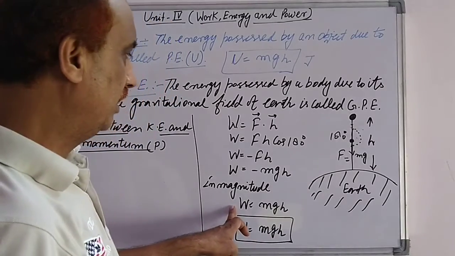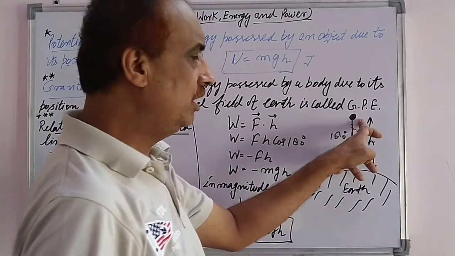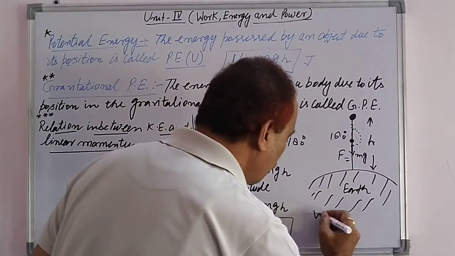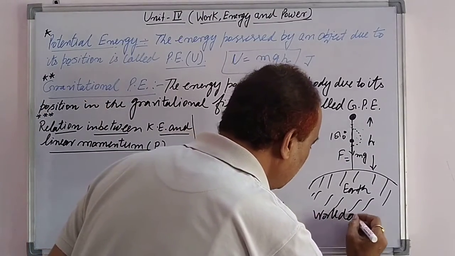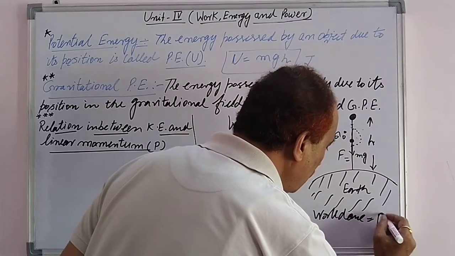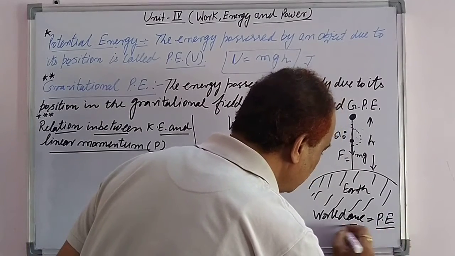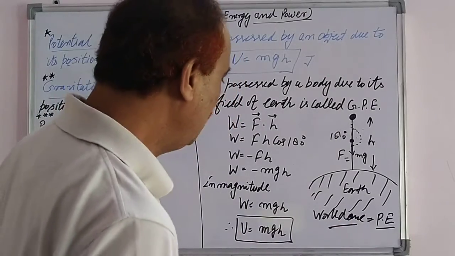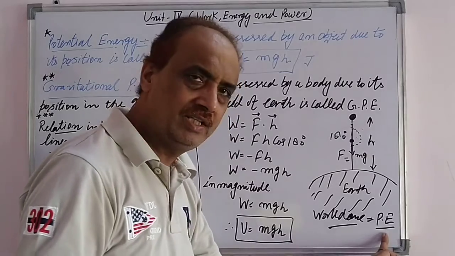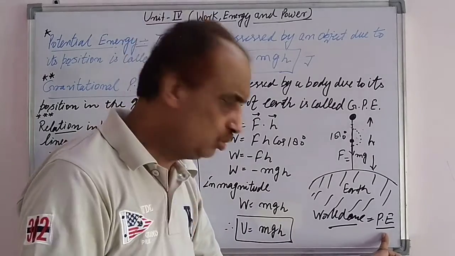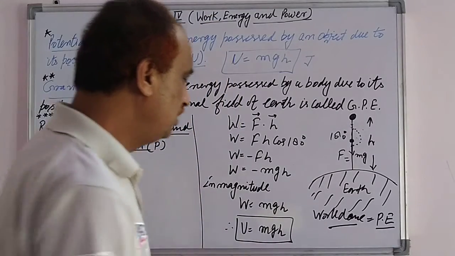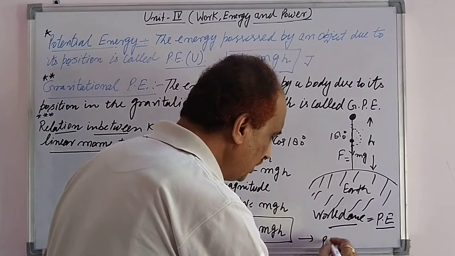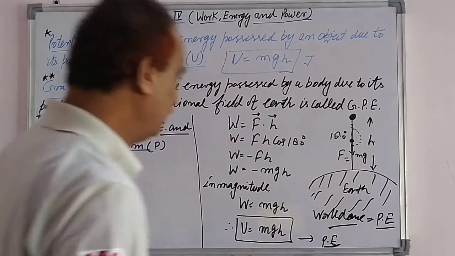Now this work done is stored in the body in the form of potential energy. So work done is equal to potential energy, because this work done is stored in the body in the form of potential energy. So work done is replaced by potential energy, which is represented by U. So U equal to mgh. So this is the expression of the potential energy, that is equal to mgh.